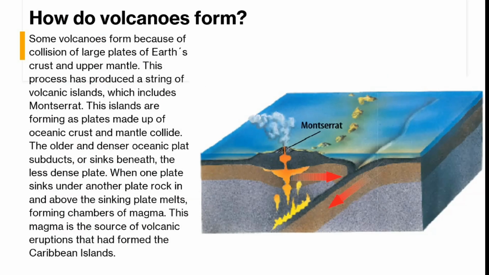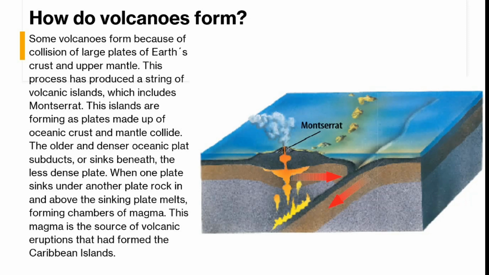How do volcanoes form? Some volcanoes form because of collision of large plates of Earth's crust and upper mantle. This process has produced a string of volcanic islands, which includes Montserrat. These islands are forming as plates made up of oceanic crust and mantle collide. The older and denser oceanic plate subducts, or sinks, beneath the less dense plate.